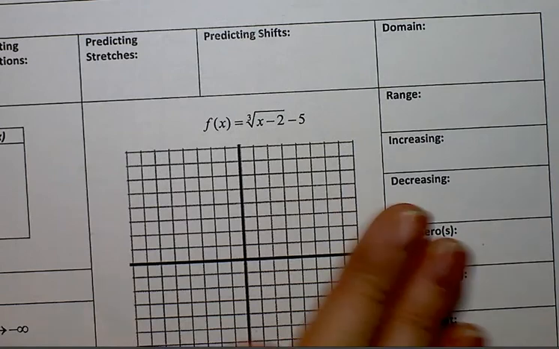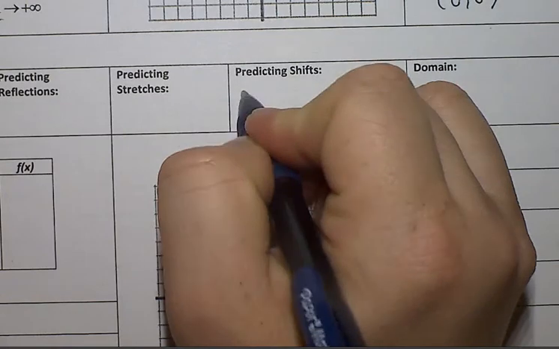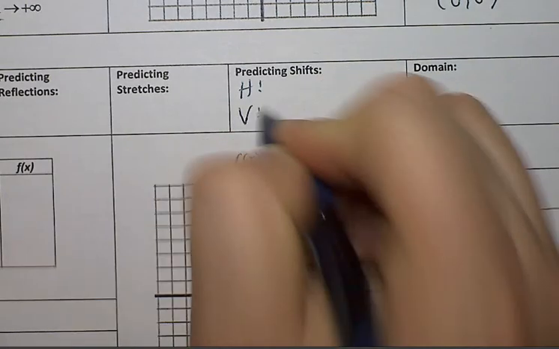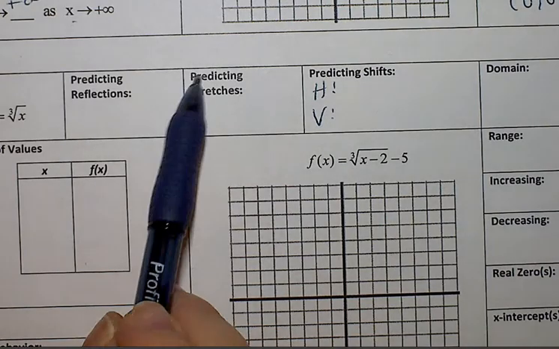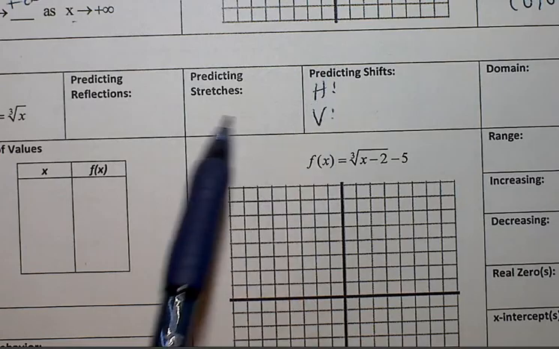On your own in 30 seconds, you have 4 things to do. On your own, without talking to your partner, please predict: is there a reflection, a stretch, or compression, or are there any horizontal or vertical shifts? On your own, please, go ahead.